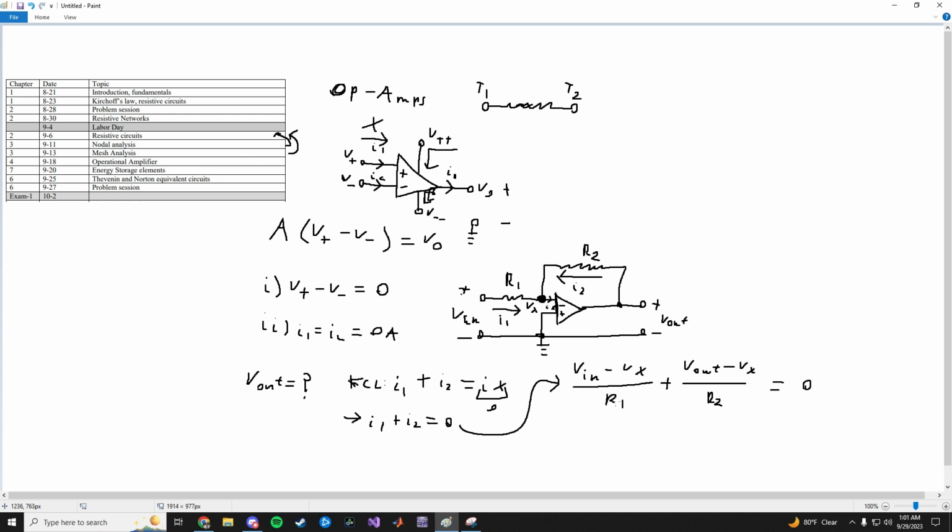From these equations, we have to look at the first golden rule. Vx is a dummy node. There's no voltage source on this branch, therefore there's no voltage on this node. That means Vx is equal to 0 volts. The reason is that this plus terminal is connected to ground, which is 0 volts.